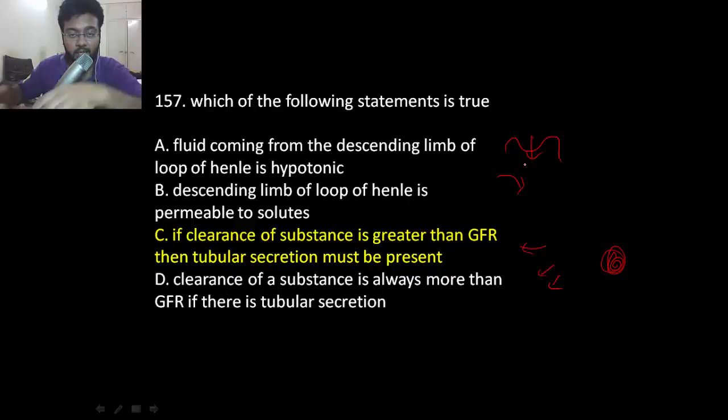If you are secreting something, that doesn't mean you'll have always more output than the GFR. So option C is correct. If clearance of substance is greater than GFR, then tubular secretion must be present. So it's the necessary criteria that tubular secretion must be present. It's not always necessary that you'll have more amount of output. If you are secreting, you might absorb it back.